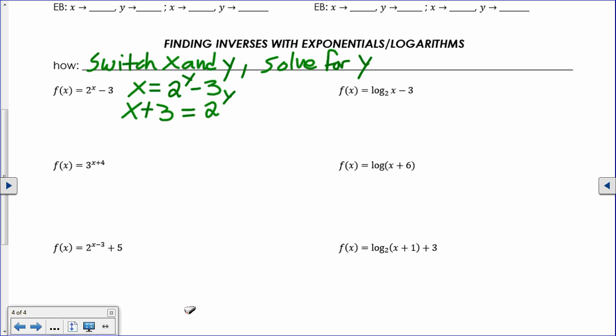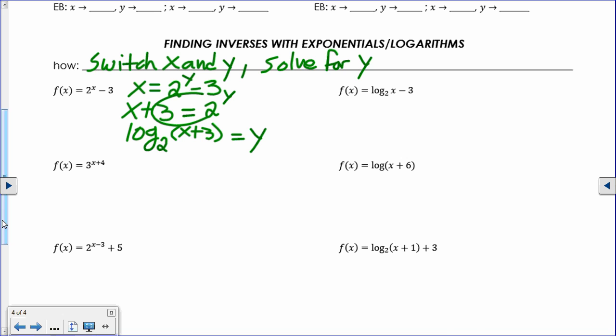When it's an exponential equation where the variable's in the exponent, you have to convert it to a log. So it's log base 2 of x plus 3 equals y. Once you have y by itself, you're done. You're just trying to solve for y. That's the inverse.